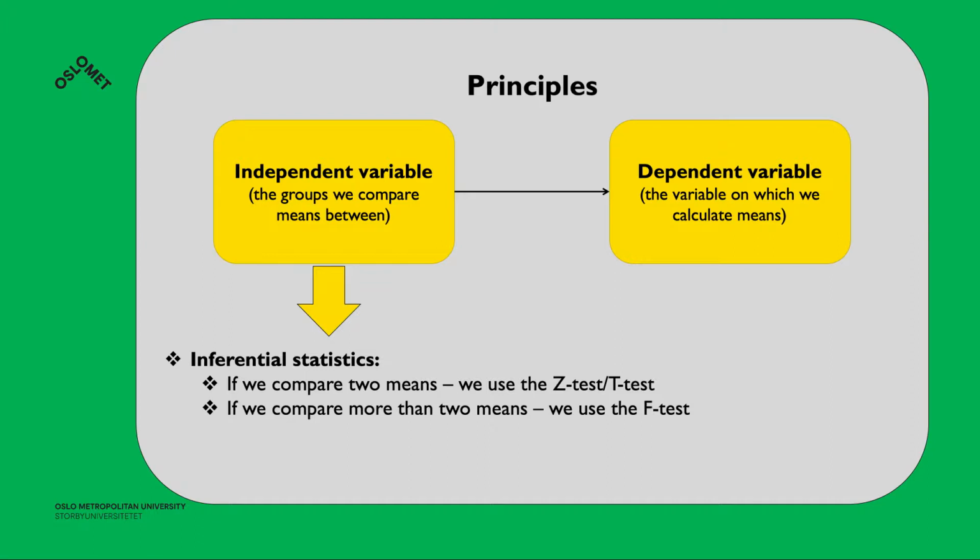Well, we have a dependent variable which we use to calculate the means that we are going to test the differences between, and the independent variable is used to construct the groups that we are going to compare the differences in means between. So we want to test whether there are differences on the dependent variable between these groups defined by the independent variable. And as for inferential statistics, if we compare two means, we use a t-test, and if we compare more than two means, we use the so-called F-test.